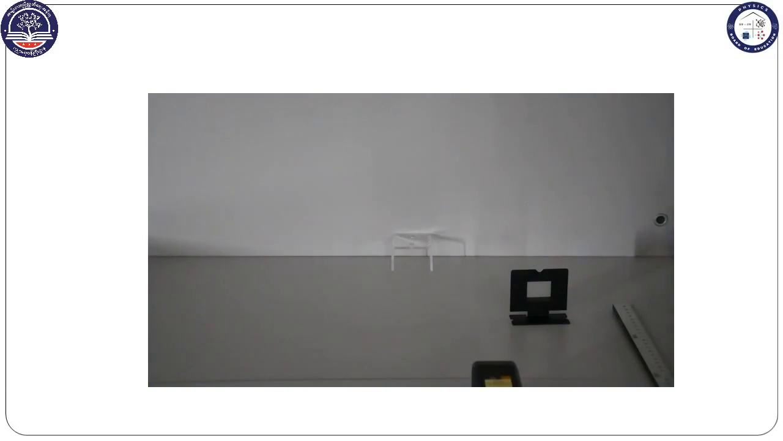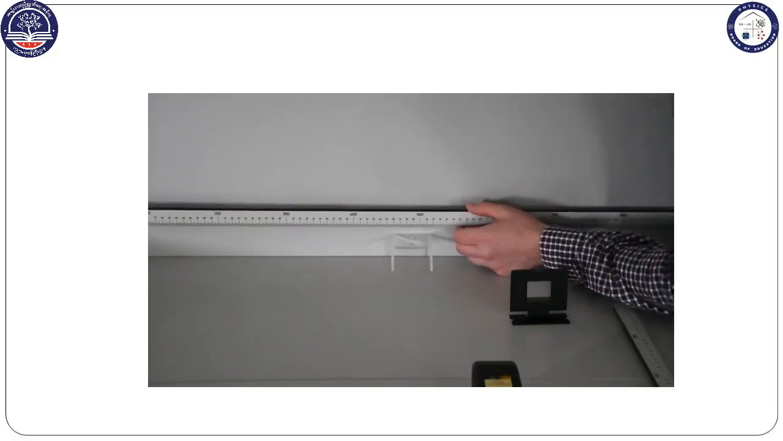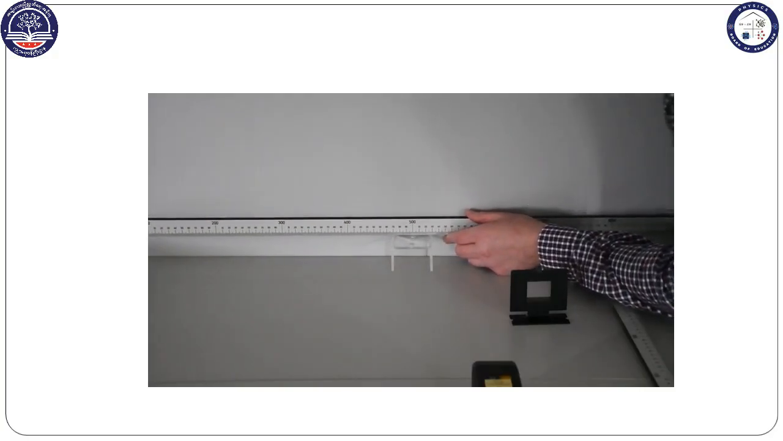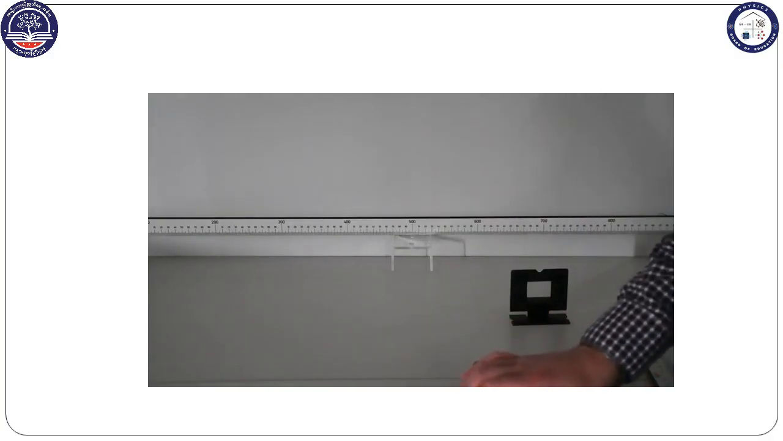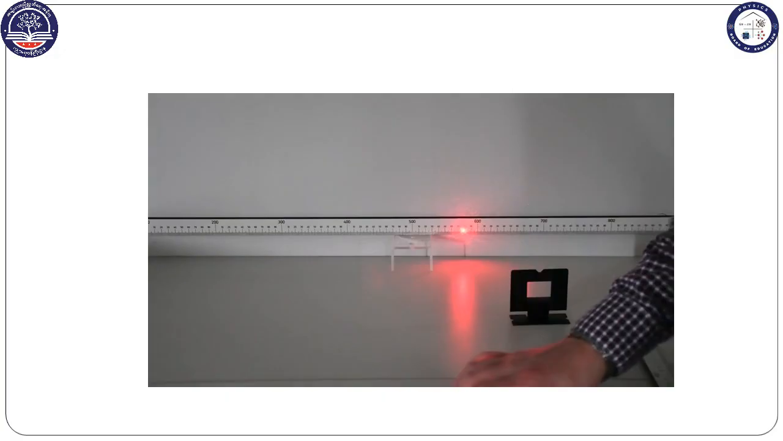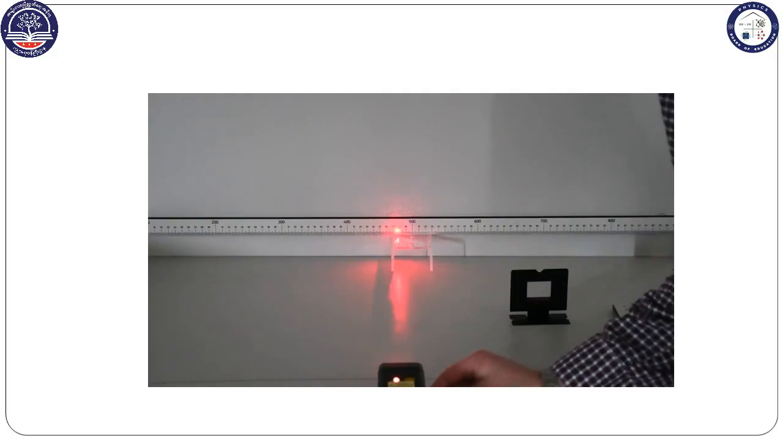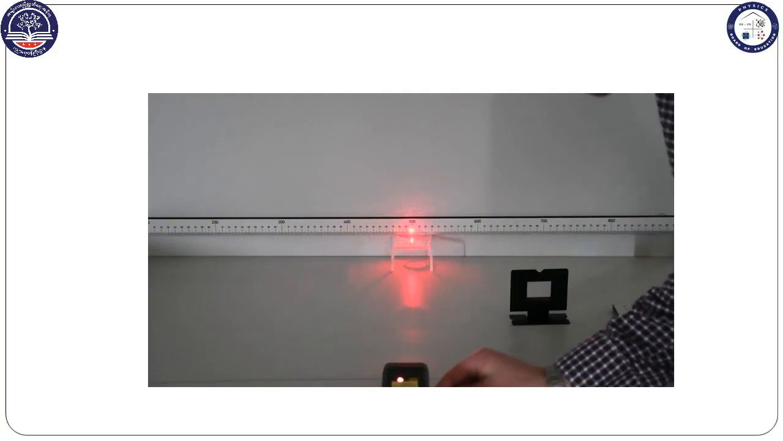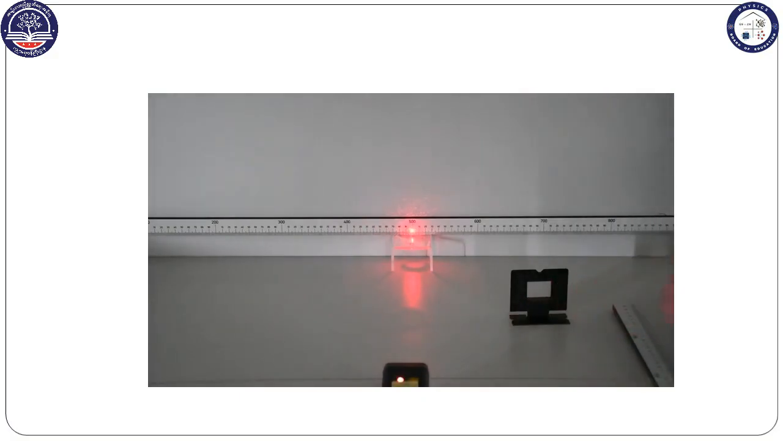The first part of the experiment is to set up our meter stick against the wall. This will allow us to measure the distance between the orders in our diffraction pattern. We can then begin to align our laser carefully. We should try to aim the spot of the laser at the center of the meter stick at 50 centimeters. Now we can introduce our diffraction grating.